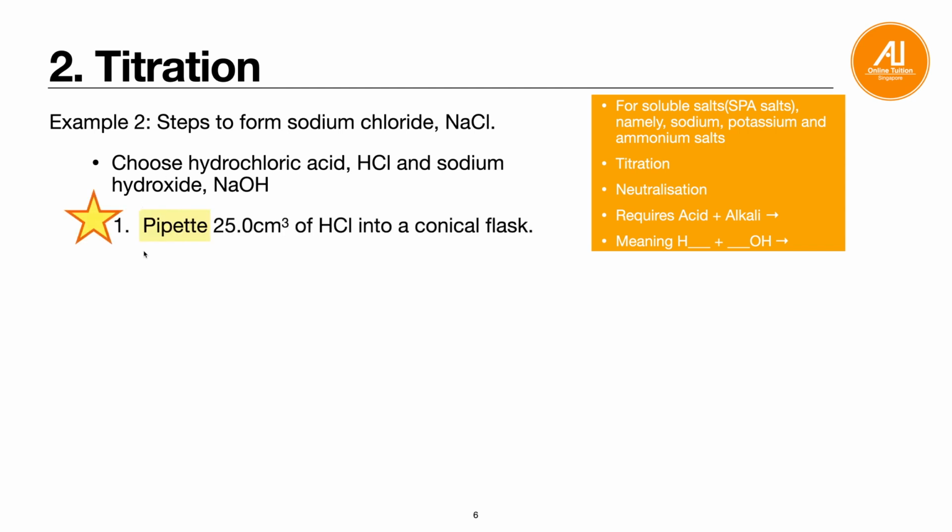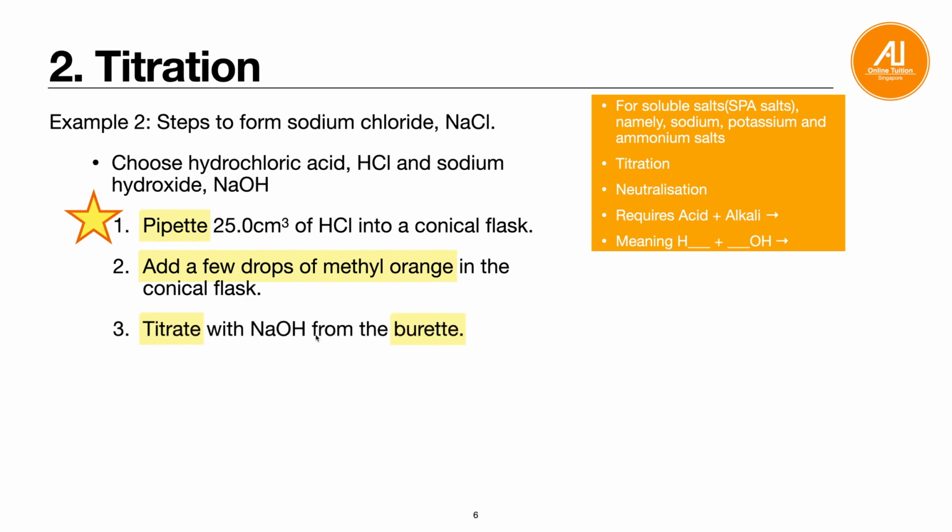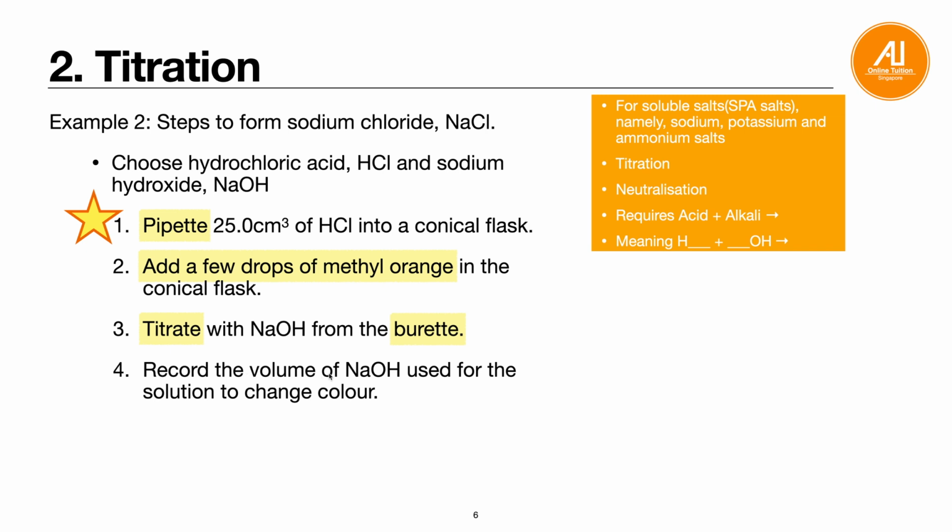So first step, you will prepare what? 25.0 cm3 of HCl in the conical flask. Next, you add indicator. You add a few drops of methyl orange into the conical flask. Step 3, you will titrate with sodium hydroxide from the burette. So basically, your burette will be filled with sodium hydroxide. And then step 4, record the volume of NaOH used for the solution to change color.